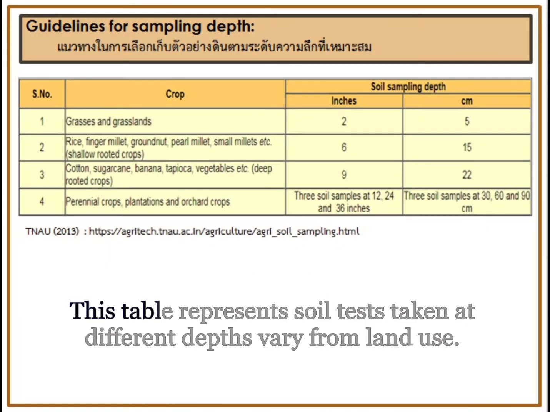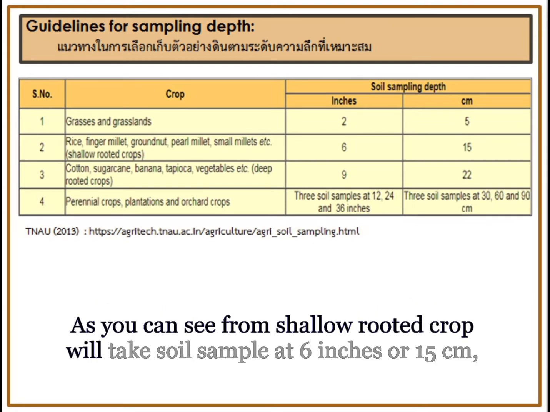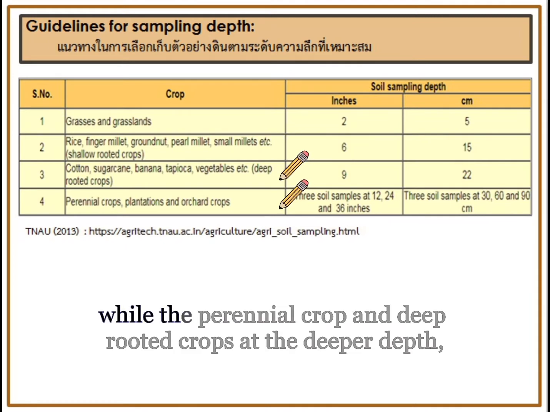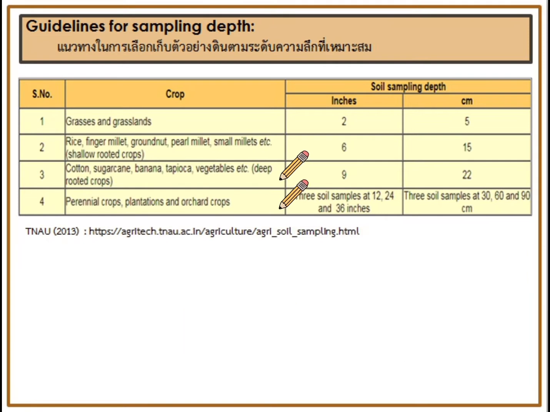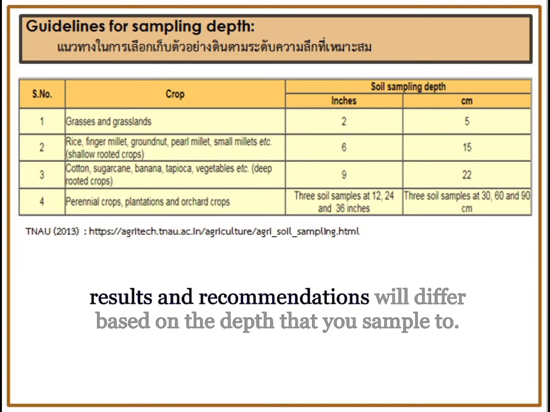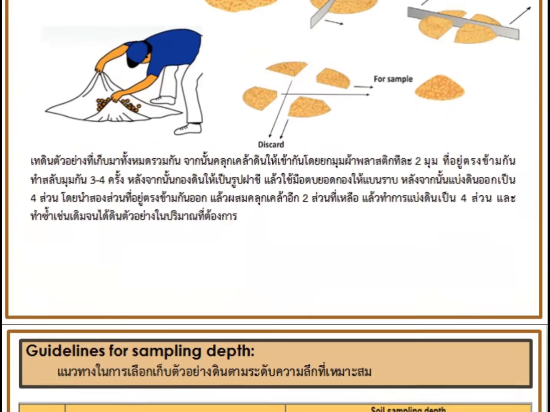This table represents the soil tests taken at different depths that vary with land use. As you can see, for the shallow root crop, we'll take the soil sample at 6 inches or about 15 cm, while for the perennial crop and deep root crop, at a deeper depth. Results and the recommendation will differ based on the depth that you sample to.